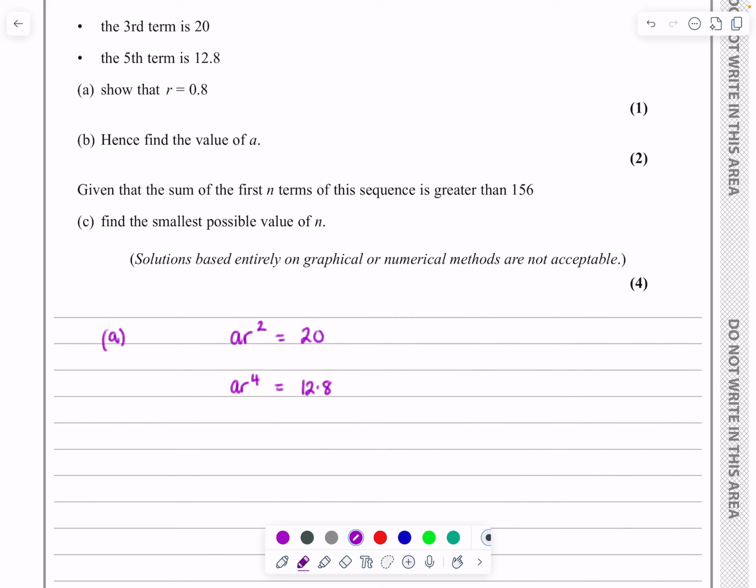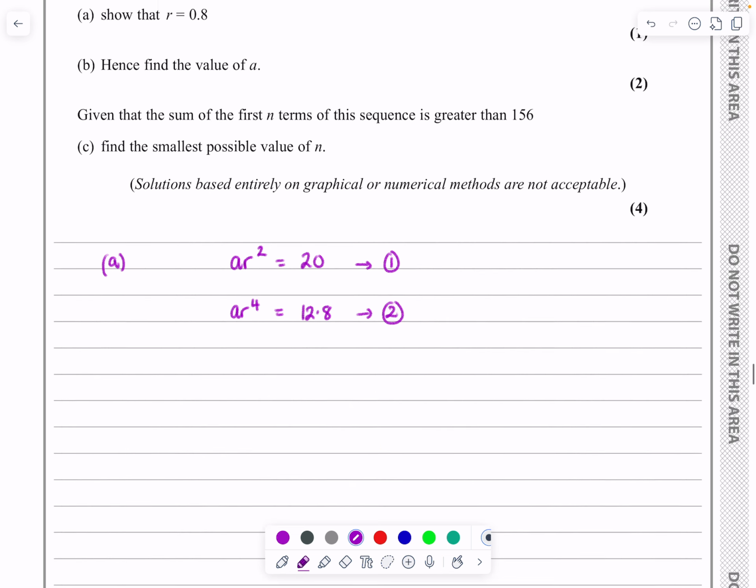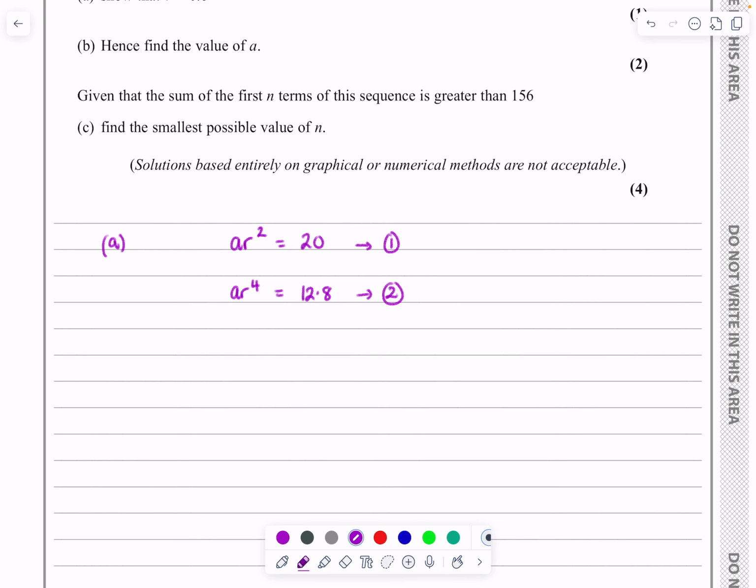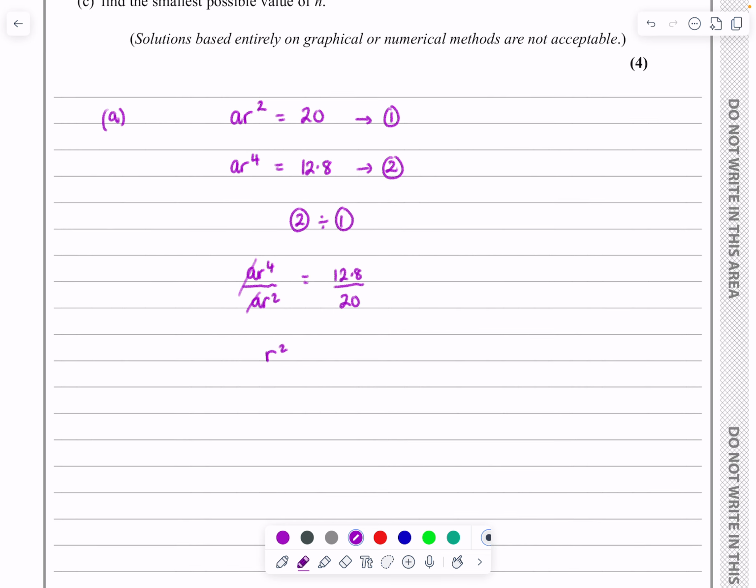If this was the first time we'd seen one of these questions, we might struggle with it, but hopefully you've done enough practice to see that if I now do equation 2 divided by equation 1, I'm going to get AR to the 4 over AR squared, and the A's will cancel. R to the 4 over R squared gives me R squared. That's equal to 12.8 over 20.